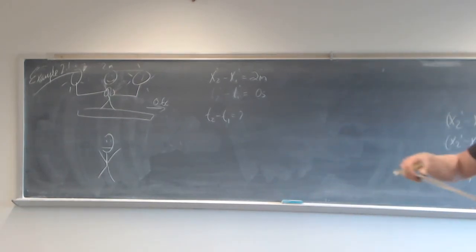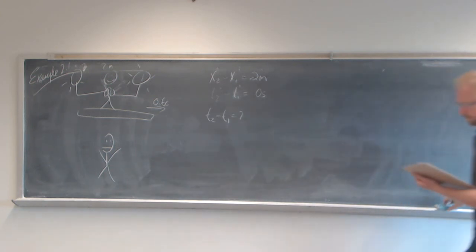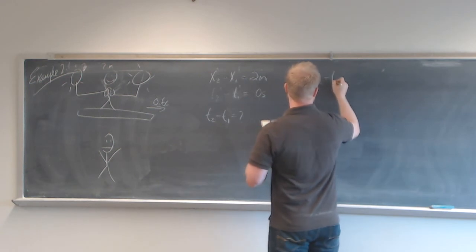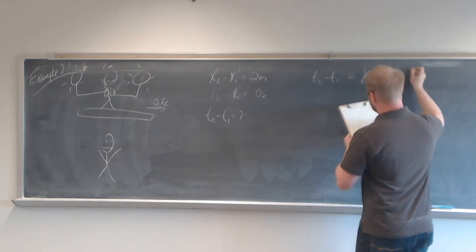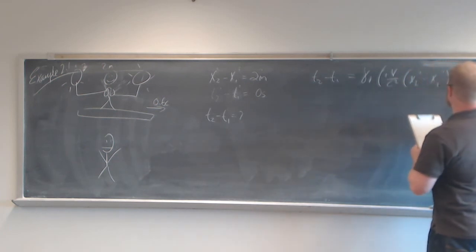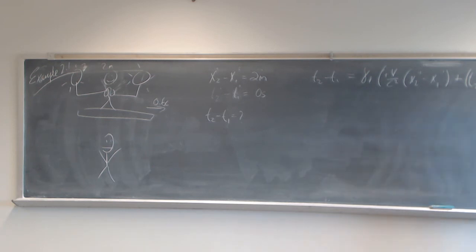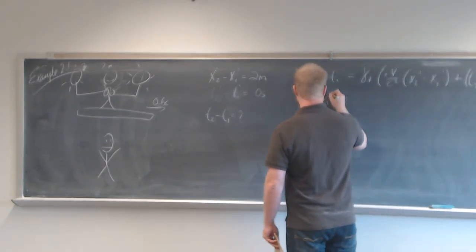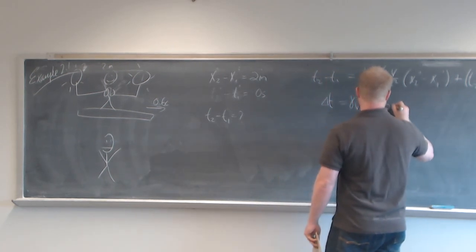To do this, we have to use the Lorentz transformation. T2 minus T1 is equal to gamma V times (V over C squared times x2 prime minus x1 prime plus T2 prime minus T1 prime). Now, right off the bat, we already said that this is equal to 0. She sees no time difference between them. That's handy. So the delta time, as far as Bob is concerned, the change in time unprimed, is just going to be gamma V times V over C squared times 2 meters.